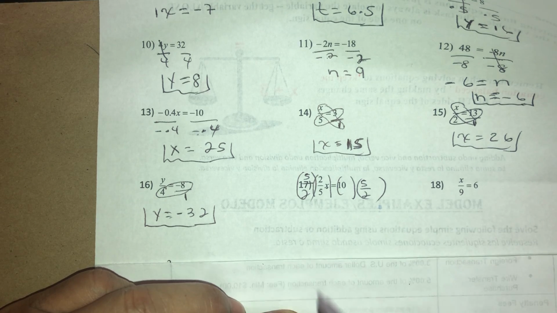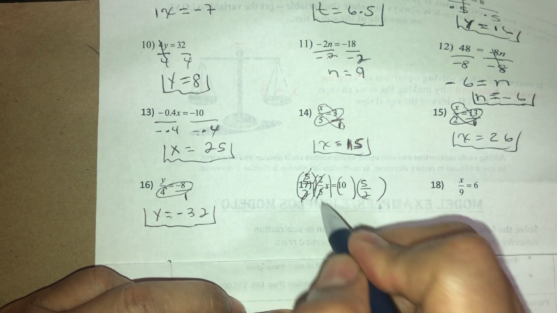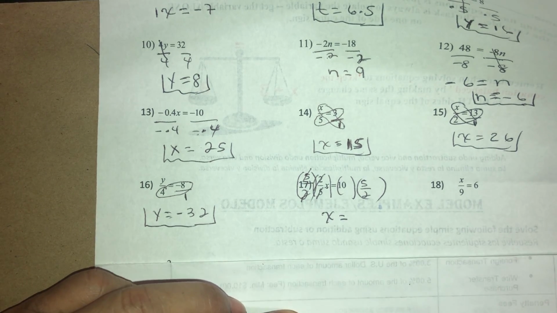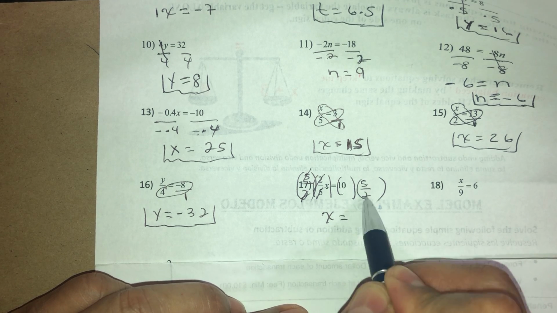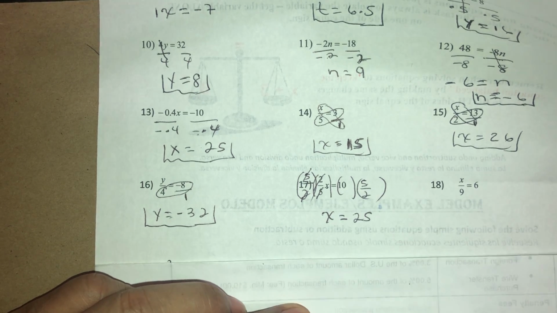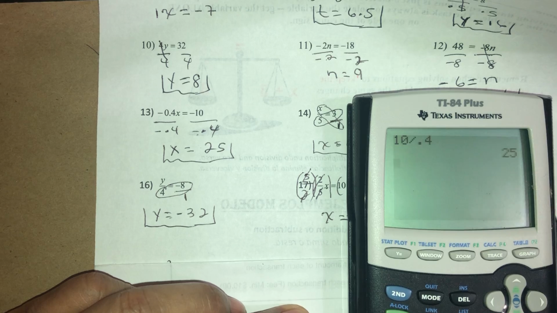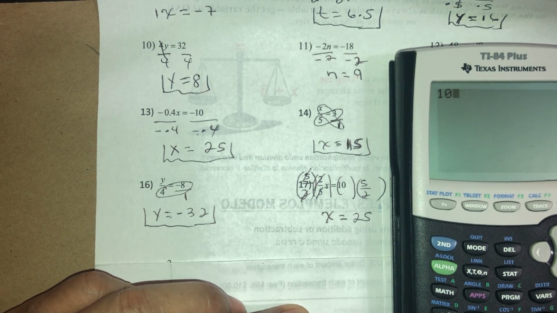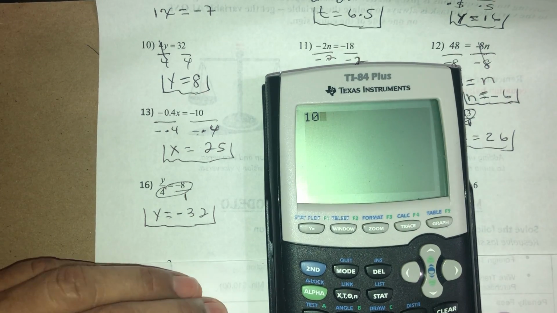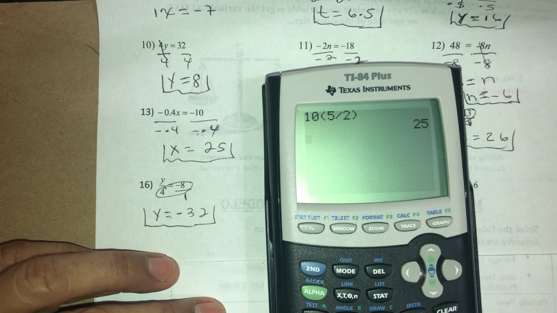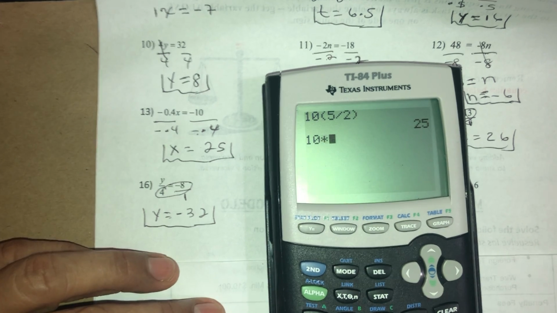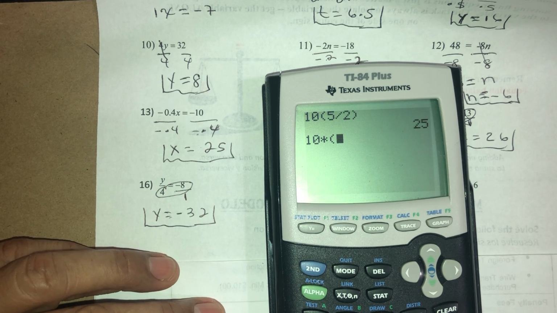If I do that, see, I can cross cancel. I cancel the 5 with the 5 and the 2 with the 2, and I get my x alone. You can just put that on the calculator or do it in your head. 10 times 5 is 50. 50 divided by 2 is 25. Or on the calculator, just put 10, parentheses, 5 divided by 2, because that means multiplication, and I hit enter, and I get 25. You have to put parentheses.